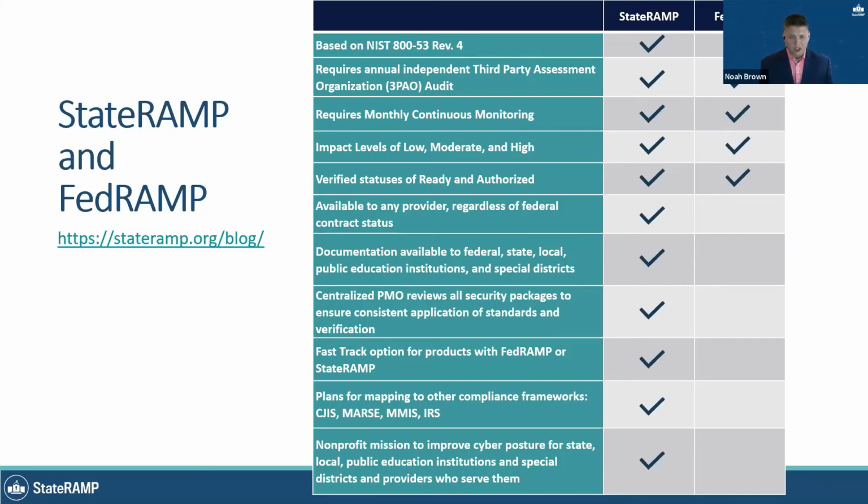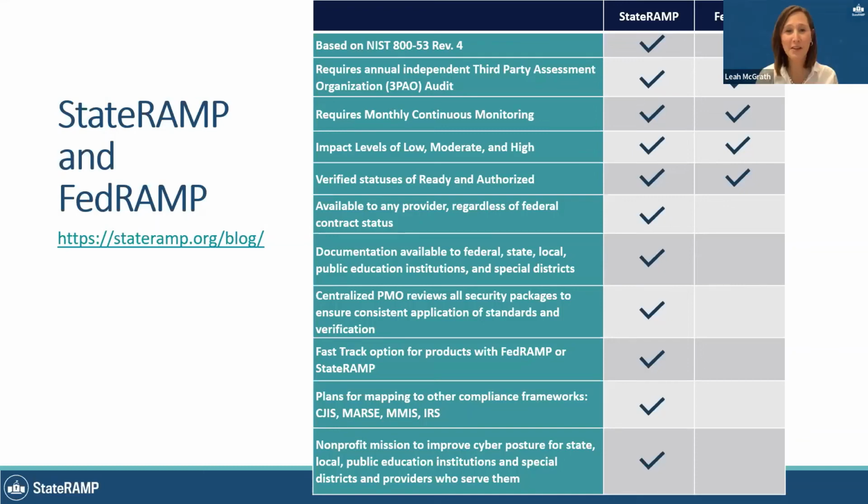We also have a fast track option. So for providers who do have a FedRAMP status, we allow them to come over to StateRAMP. They can use their current federal documentation, and we will review that and then recommend it for approval. We're working on mapping to other compliance frameworks. So ultimately our goal is supporting both government and the service provider community and figuring out better ways for them to mature their cybersecurity and reduce some of the burdens of meeting regulatory compliance frameworks.